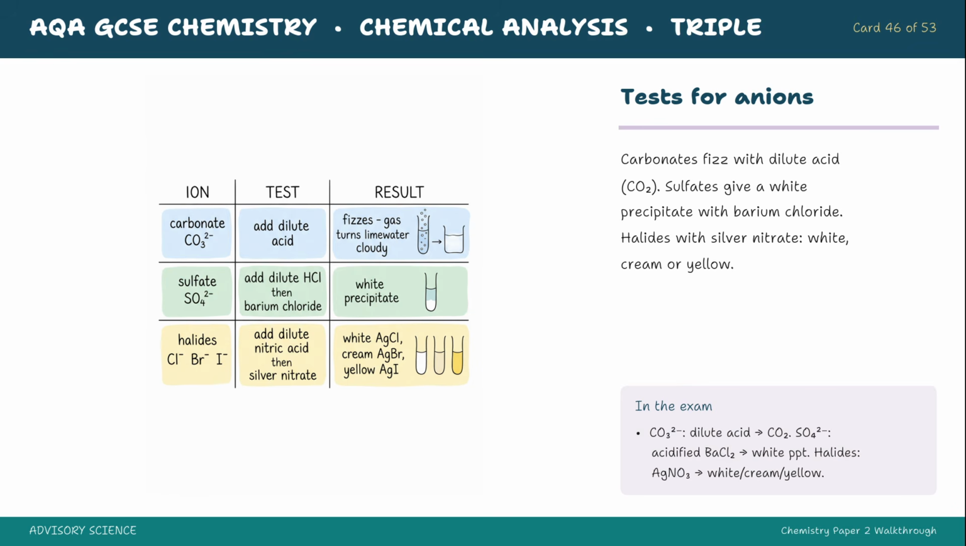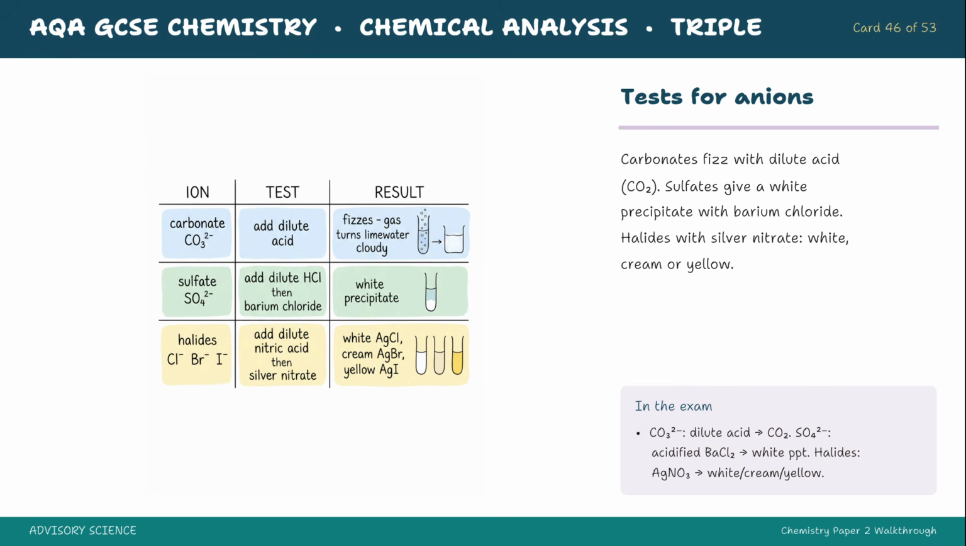For sulfate ions, add dilute hydrochloric acid followed by barium chloride solution, and a white precipitate confirms sulfate is present. In the exam, don't forget the acid step before the main test: nitric acid before silver nitrate for halides, and hydrochloric acid before barium chloride for sulfates. The acid removes carbonate ions, which would otherwise give a false result.